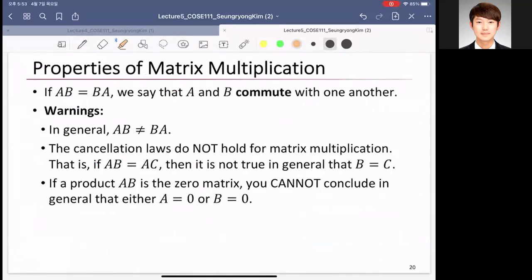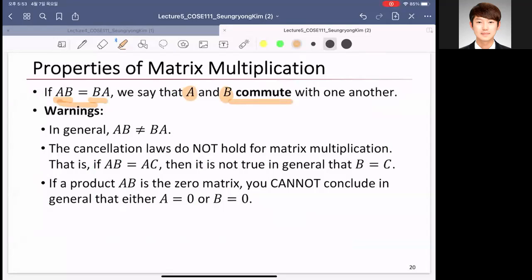Let's discuss another property of matrix multiplication. If matrix AB is equal to BA, we say that matrix A and matrix B commute with one another.